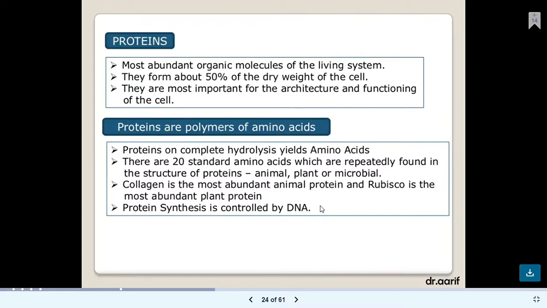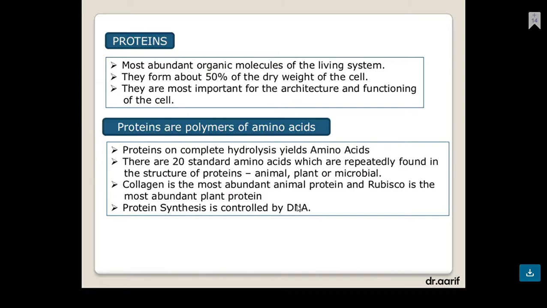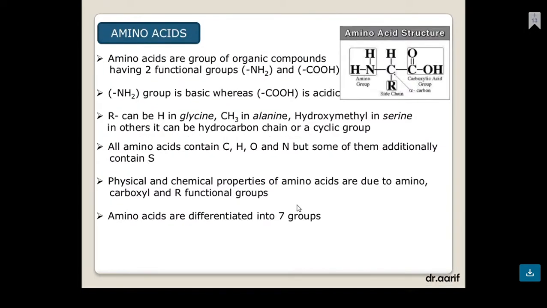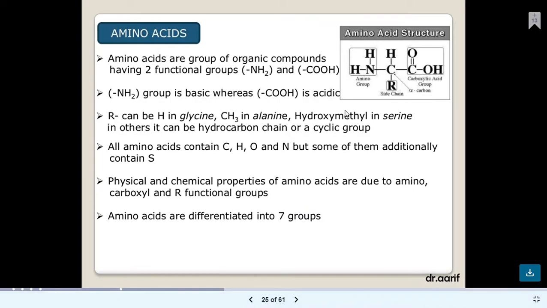And protein synthesis is always controlled by DNA. In some cases RNA may also be involved, but protein synthesis is always controlled by DNA. Amino acids are basically the building blocks of proteins, and they have two functional groups, an amine and a carboxylic acid. The amine group is basic and the carboxylic acid group is acidic. R can be H in glycine, CH3 in alanine, hydroxymethyl in serine, and in others it can be a hydrocarbon chain or a cyclic group.